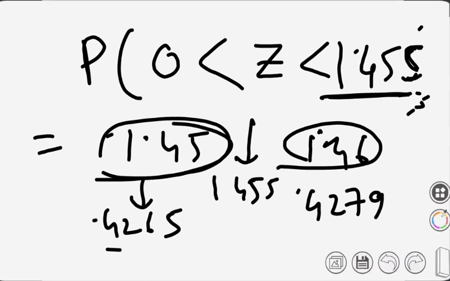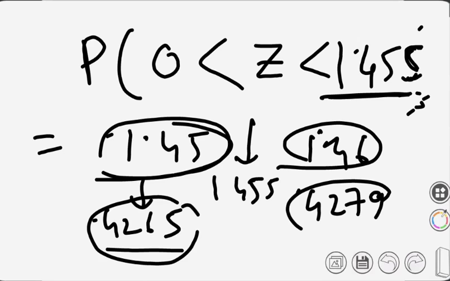So what we do is take the average of these two. The average of 0.4265 and 0.4279 will be 0.4272. Got it? Do you get it?